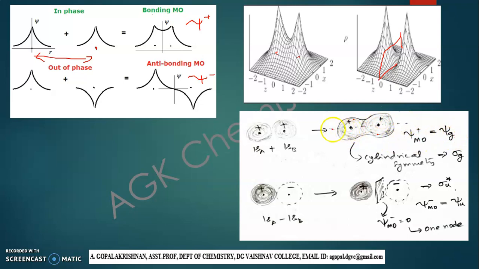And listen, along the internuclear axis, if you see the electron cloud, it will appear like a cylinder. So it has cylindrical symmetry. Whenever the electron cloud appears in a cylindrical manner, we call that orbital a sigma orbital. So this corresponds to a sigma orbital, and since it has gerade symmetry, we can represent this molecular orbital as sigma g, for the 1s orbital.